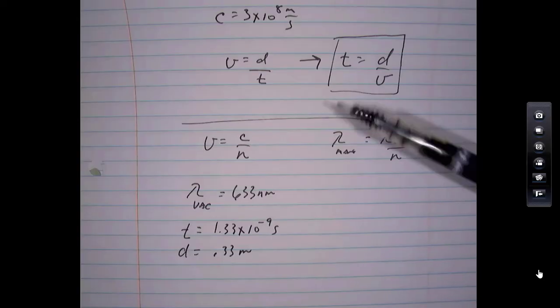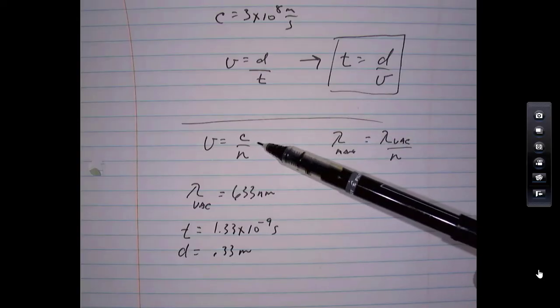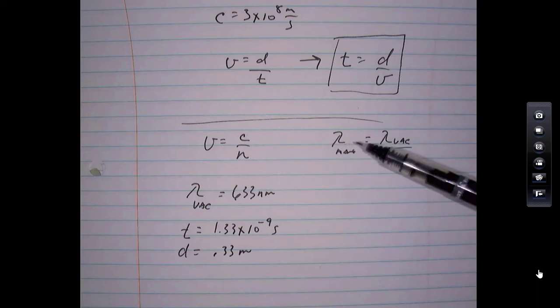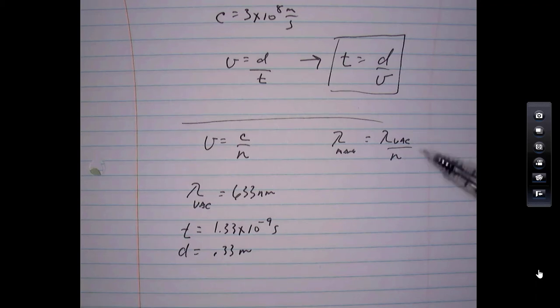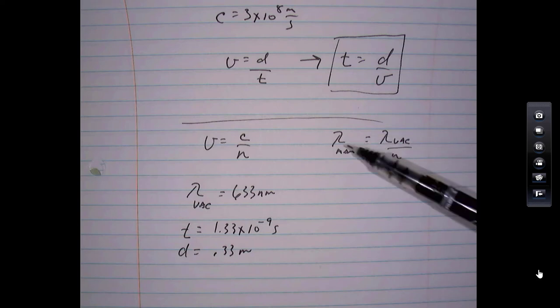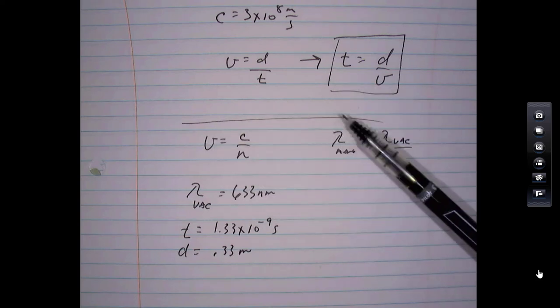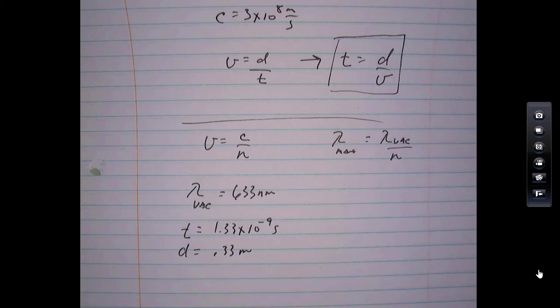We saw in the last problem that the speed changes, but the wavelength also has to change. Lambda is wavelength. The wavelength in a material is equal to the wavelength outside the material divided by the index of refraction. Since you're dividing by a number over 1, the wavelength in the material is going to get smaller. So the speed gets smaller, and the wavelength has to get smaller. But again, the frequency stays the same.